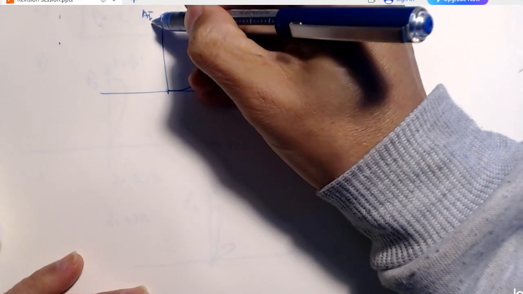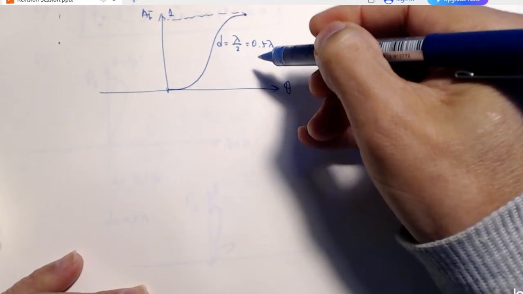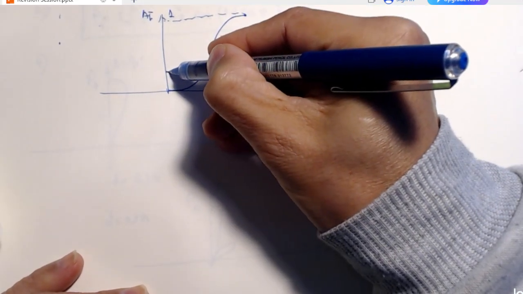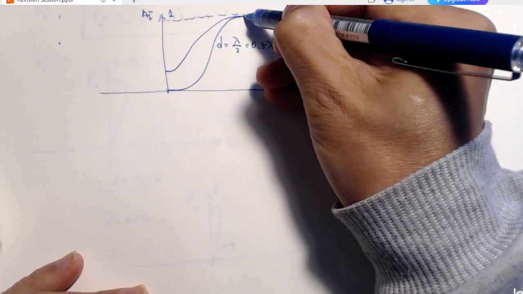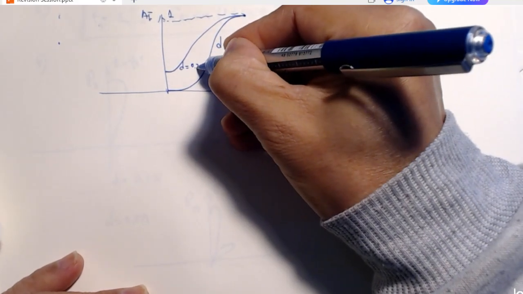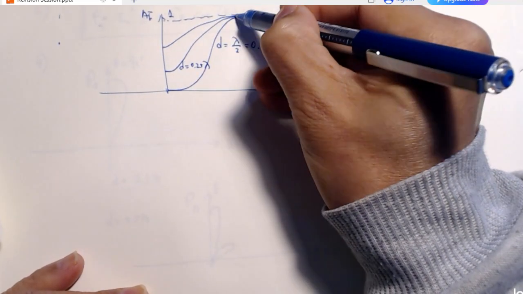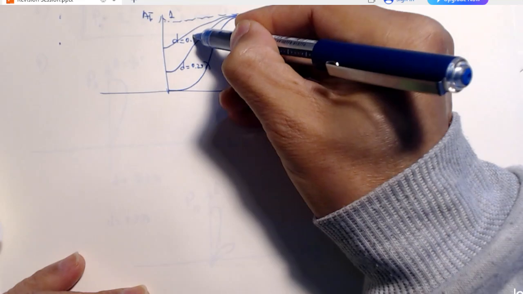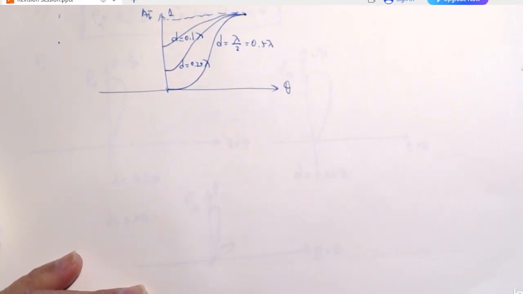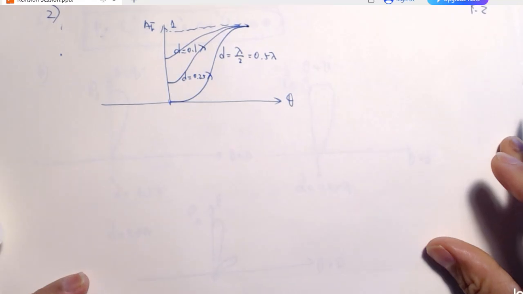And this is going to be 0. This is 1. And if you use a shorter height, then this is what we are going to get. Okay? So this is the answer to part 2 of the question.